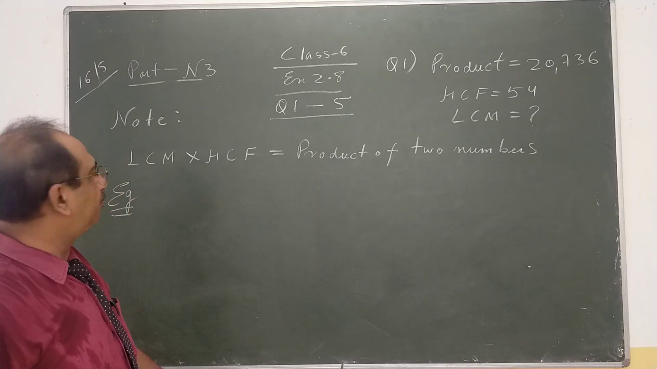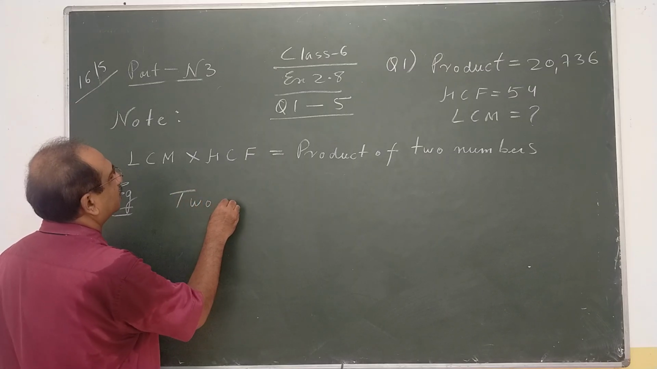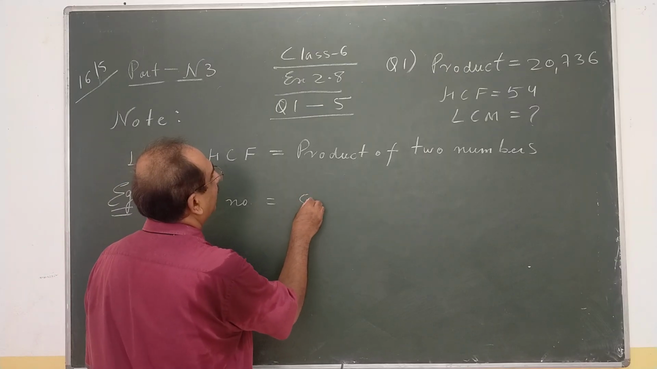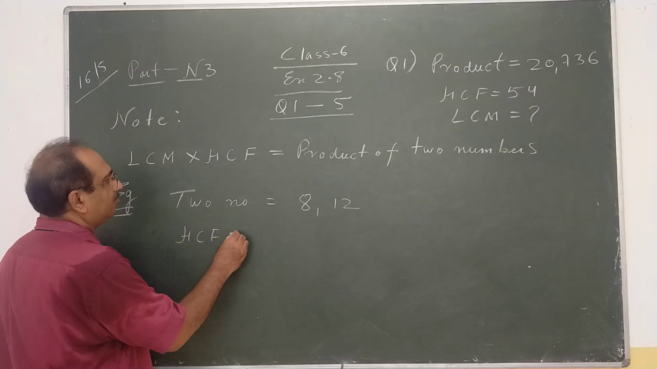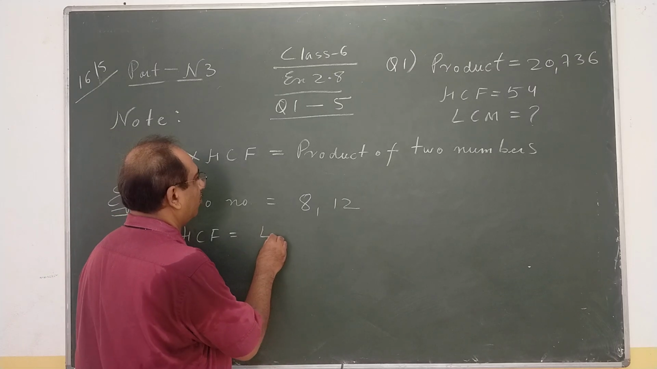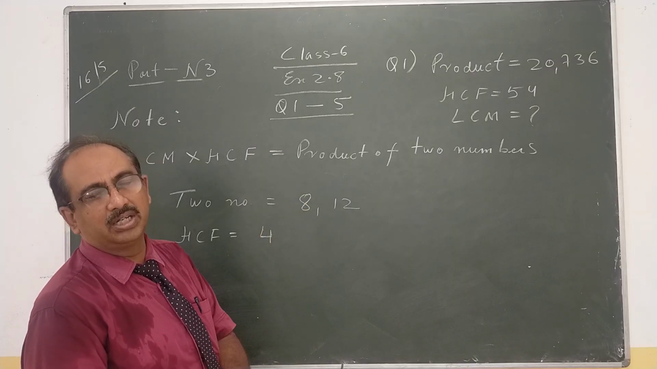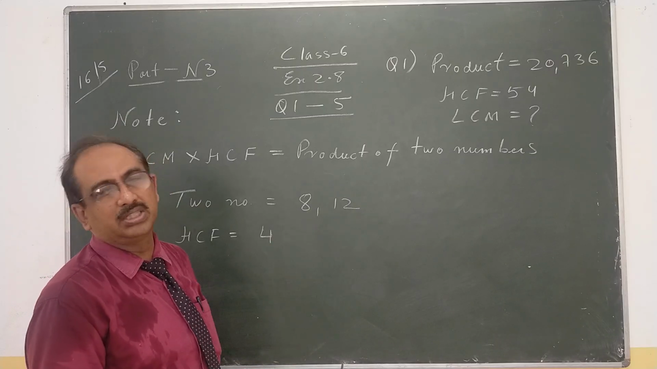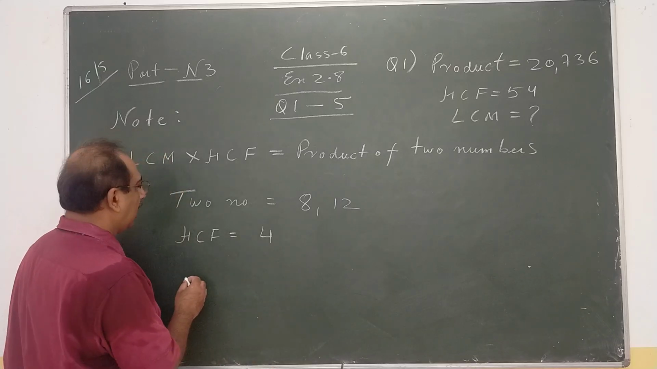So let us take one simple example. Let us see two numbers. So always we take two numbers. Let us take 8 and 12. If you find the HCF, which we have done before, the highest common factor will be 4. I'm not going through it because my previous videos about LCM and HCF are already there. So the HCF of these two numbers is 4. 4 is the highest common factor which will divide both.